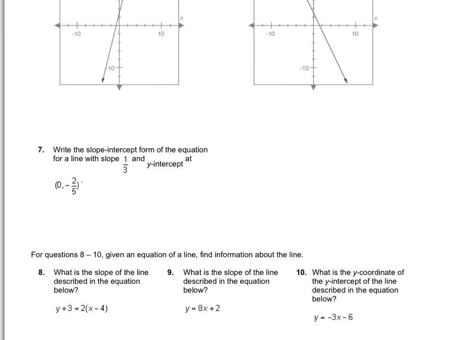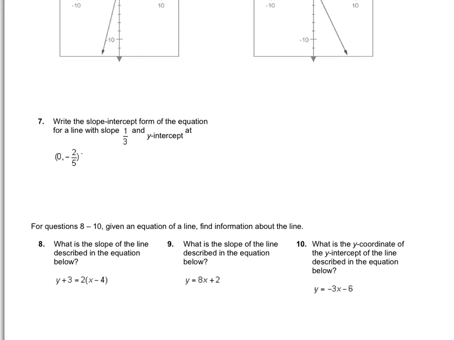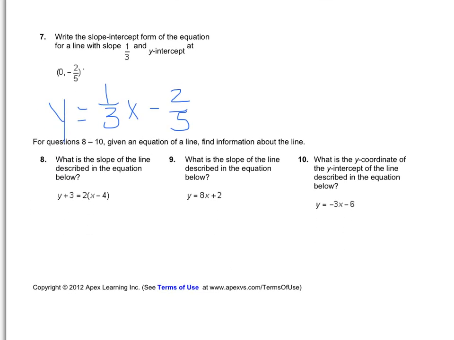Number 7, write the slope-intercept form of the equation for a line with a slope of 1/3 and a y-intercept of 0, -2/5. So that equation is going to be y equals 1/3 x minus 2/5. And number 9, what is the slope of the line described in the equation? The slope is always attached to x, so the slope would be 8.